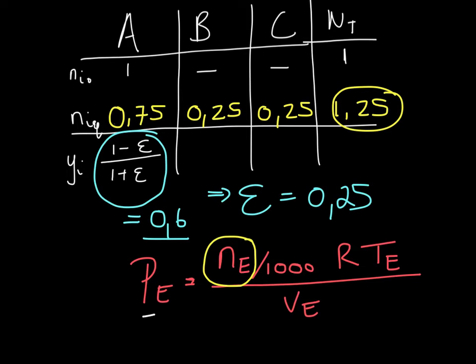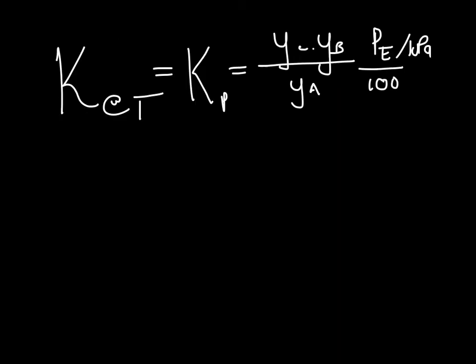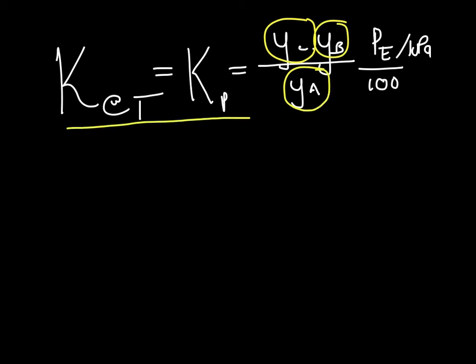Careful with the units if you want to work with kilopascals: moles divided by 1000 to get it to kilomoles. The mole fractions are now known from our stoichiometric table, and we can express our equilibrium constant in terms of our unknown pressure. If we want it in kilopascals, standard state must also be given in kilopascals.